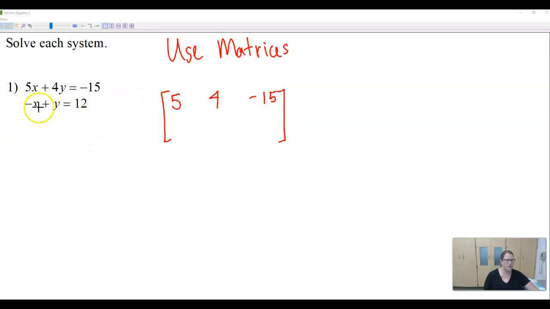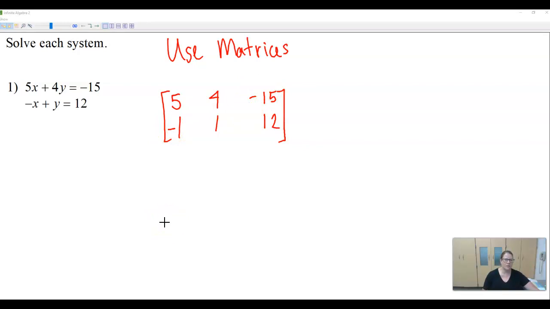The second equation, again, we're just writing the numbers from this equation. So negative x means the number in front of x is negative 1. Since y doesn't have a number in front of it, it would just be a 1. And then our answer is 12. So we're just kind of lining up the numbers from our equations in here, but we're not taking all the variables and the pluses and minuses and equals. So I guess we have to take the sign of things, so that is important.